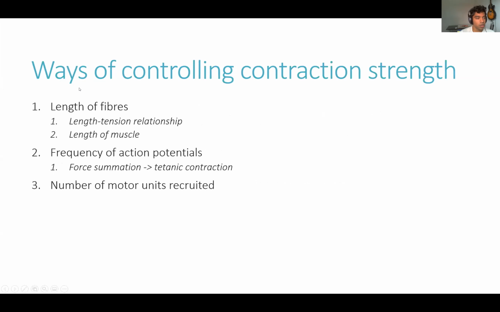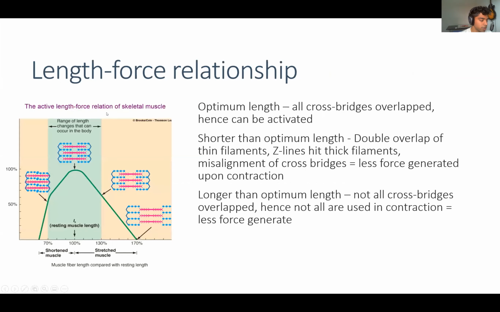So there's three ways of controlling contraction strength. There's the length of the fibers, there's the frequency of action potentials, and there's the number of motor units recruited. So in terms of the length of the muscle fiber, if there's a lot of overlap, there's not much space that the sarcomere can actually contract. So it can't develop much force.